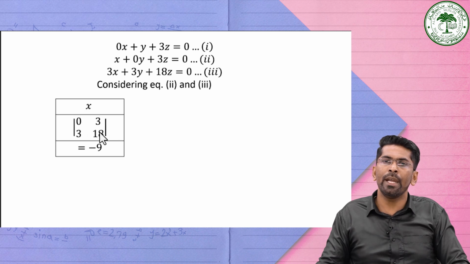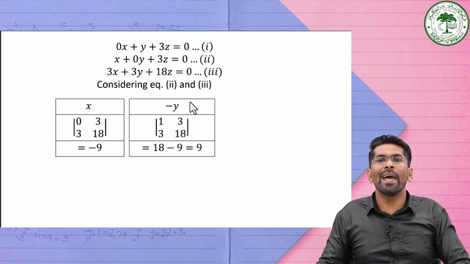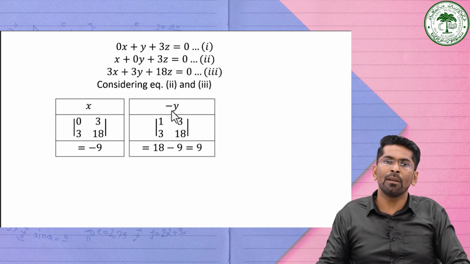So it is 0 into 18 which is equal to 0, minus 3 into 3 which is equal to 9, so minus 9. Similarly, I am writing here minus y, putting the minus sign, then crossing the y term here and taking the coefficient of x and z. So it is 1, 3, 3 and 18, and finding the determinant value, 1 into 18 which is equal to 18, minus 3 into 3 which is 9. So 18 minus 9 which is 9.